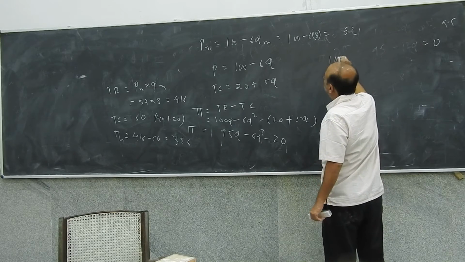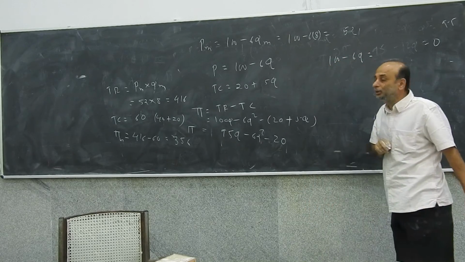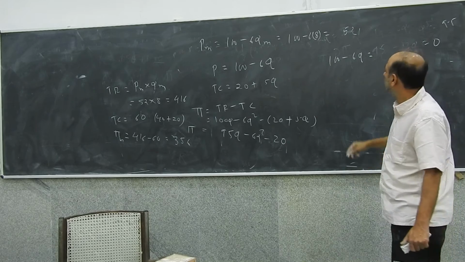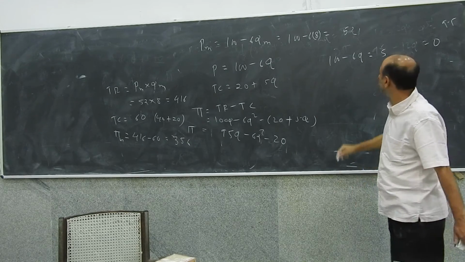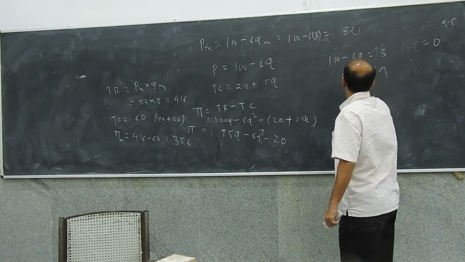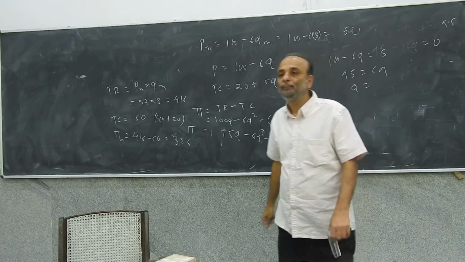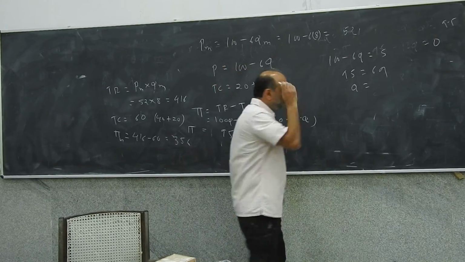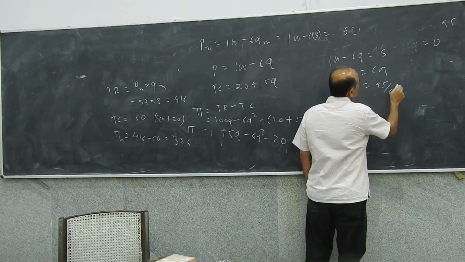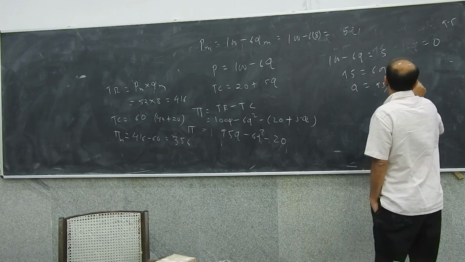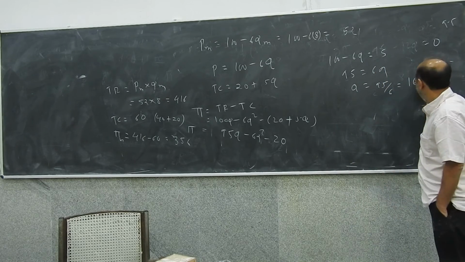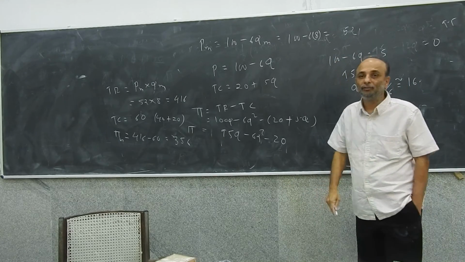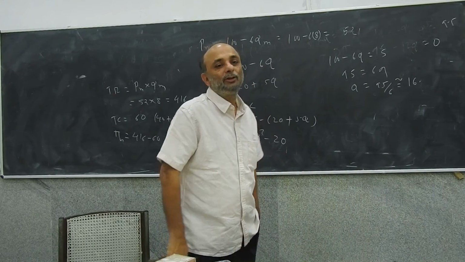100 minus 6Q is equal to 5. So you have 95 is equal to 6Q, or Q is equal to 95 upon 6, which is 15.8. So let's make it 16, approximately 16, because I'm just rounding off. 15.8 to 16. Sure, as long as you understand the idea.